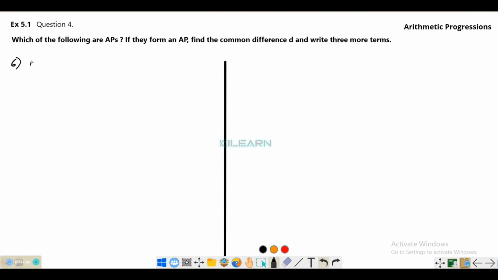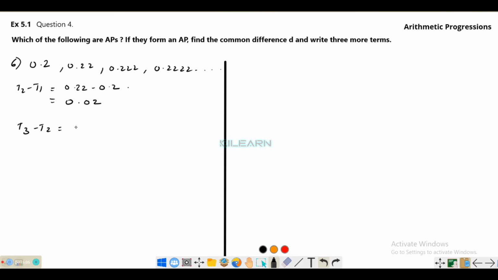Question number 6. 0.2 comma 0.22 comma 0.222 comma 0.2222, dot dot dot. So if I take the difference again, T2 minus T1, that is 0.22 minus 0.2, which gives us 0.02. Again if I find T3 minus T2, 0.222 minus 0.22, which gives a difference of 0.002.